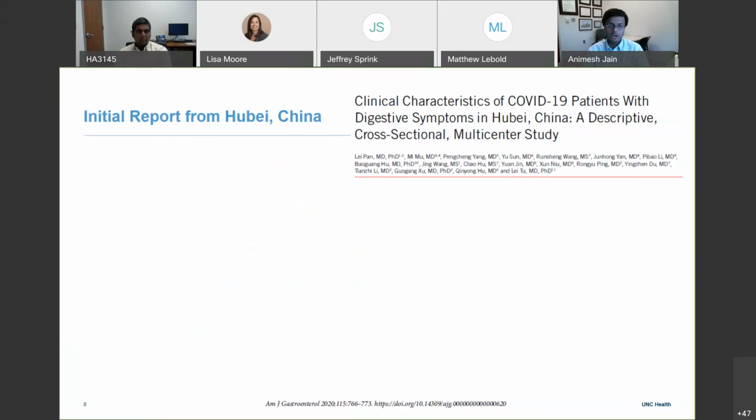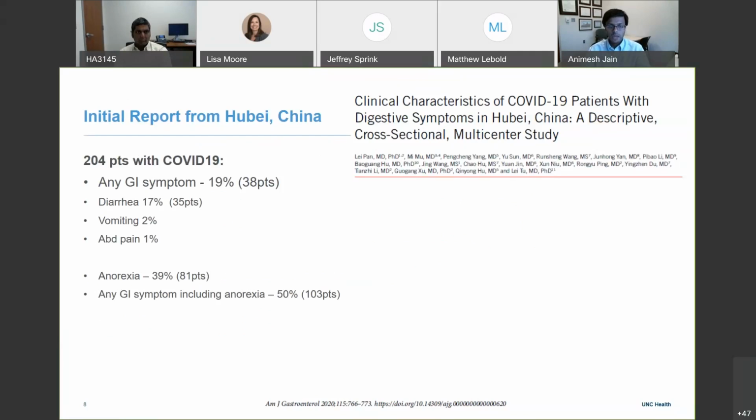This report here was one of the earlier reports that came out. As we know, China was several months ahead of us in the curve in terms of when the virus hit them. So this was an initial report from the Hubei province in China. And what they found is they studied in their hospital about 200 patients who had COVID-19, and they asked detailed symptom questionnaires. About 19% of their population in this cohort had some GI manifestations, with 17% having diarrhea and a small number having vomiting and abdominal pain.